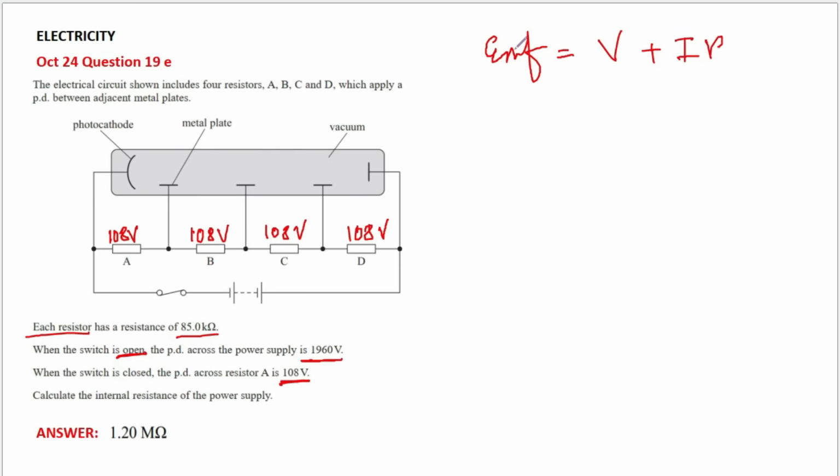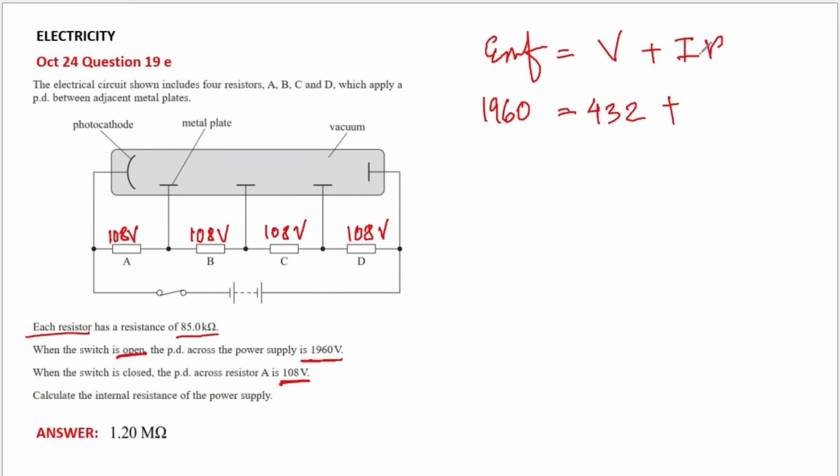So you have the value of EMF. When the switch is open, no current flows, and the PD that you get is the EMF, that is 1960, equals the terminal PD. When the switch is closed, the resistors don't get the entire EMF. Some of it is lost across the internal resistance. So after you account for the PD across the internal resistance, what you end up with is the terminal PD, which is 108 times 4, that is 432 plus IR.